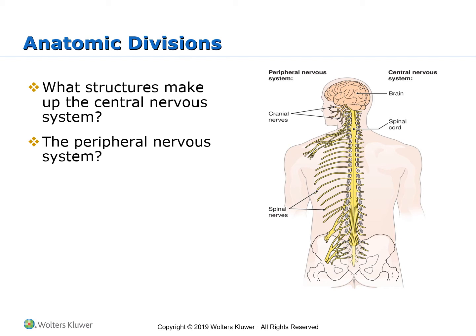Quick question regarding anatomic divisions. What structures make up the central nervous system, and which of those make up the peripheral nervous system? Please review this image and answer the question.